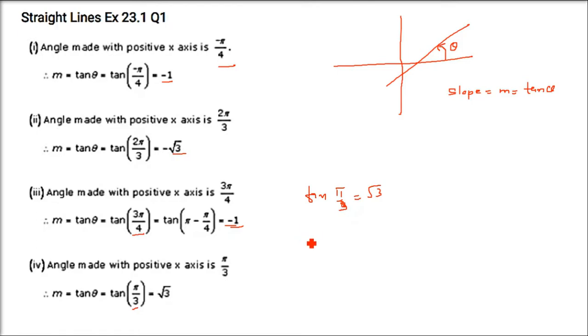So let me tell you this one again, because this type of question may come. This is tan 3 pi by 4, or you have tan 2 pi by 3 like this. First you have to turn it into the form we know. Tan of pi minus pi by 4, because pi minus pi by 4 is always 3 pi by 4. Tan of pi minus theta is minus tan theta, so it will be minus tan pi by 4, and tan pi by 4 is 1, so it will be minus 1.